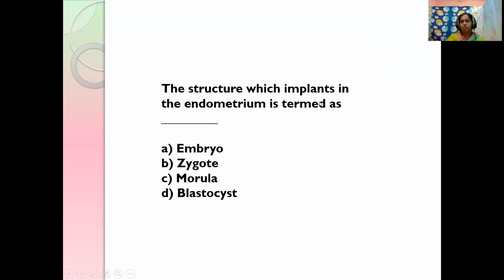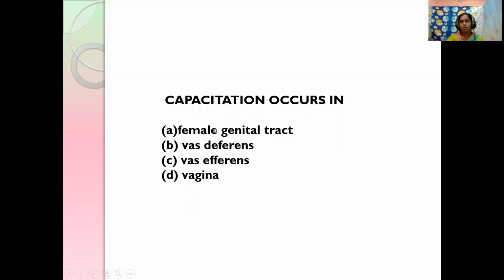The structure which implants in the endometrium is termed as: embryo, zygote, morula, blastocyst? Yes, the right answer is blastocyst. Blastocyst gets embedded in the endometrium.